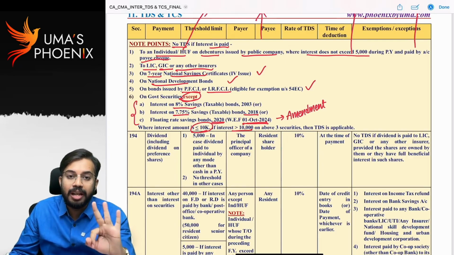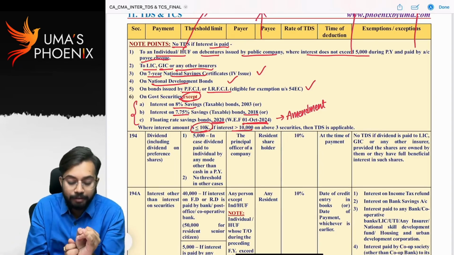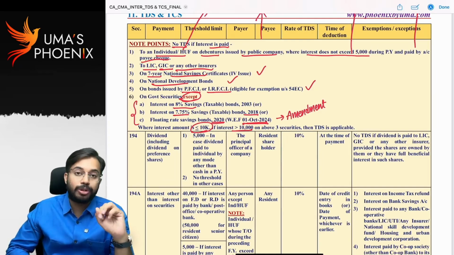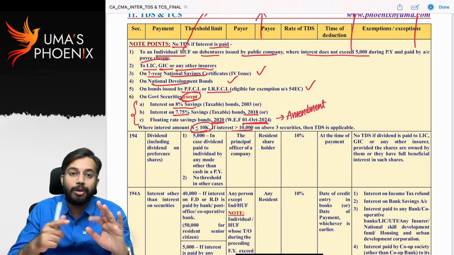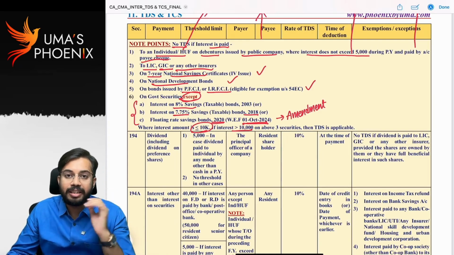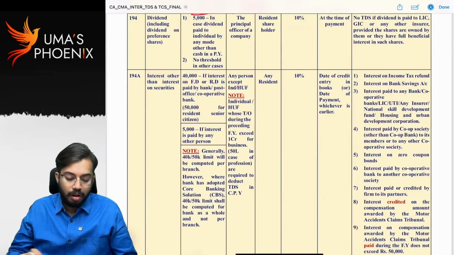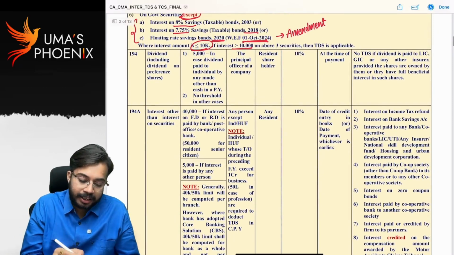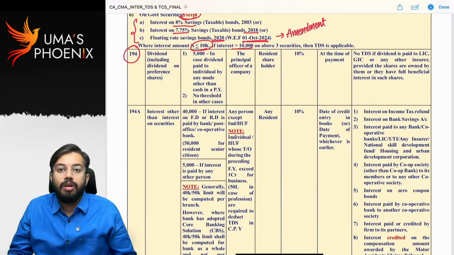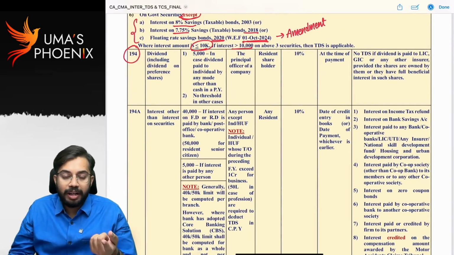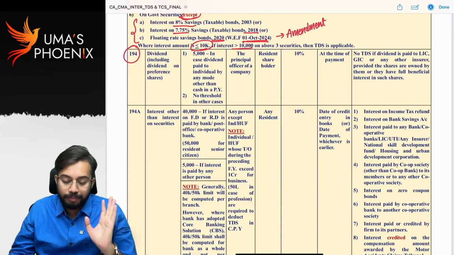What are those three? 8% savings taxable bonds, 7.75% savings taxable bonds, floating rate savings bonds 2020 with effect from 1st October 2024. So on these three bonds, if interest amount is greater than 10,000, then TDS is required to be deducted. Is it clear? Now let us discuss section 194. On payment of dividend, TDS is required to be deducted under section 194.